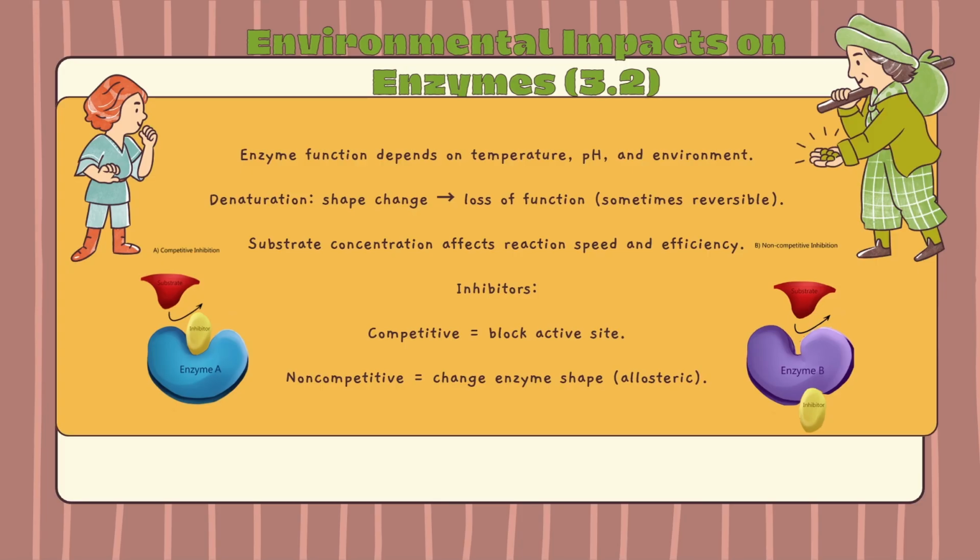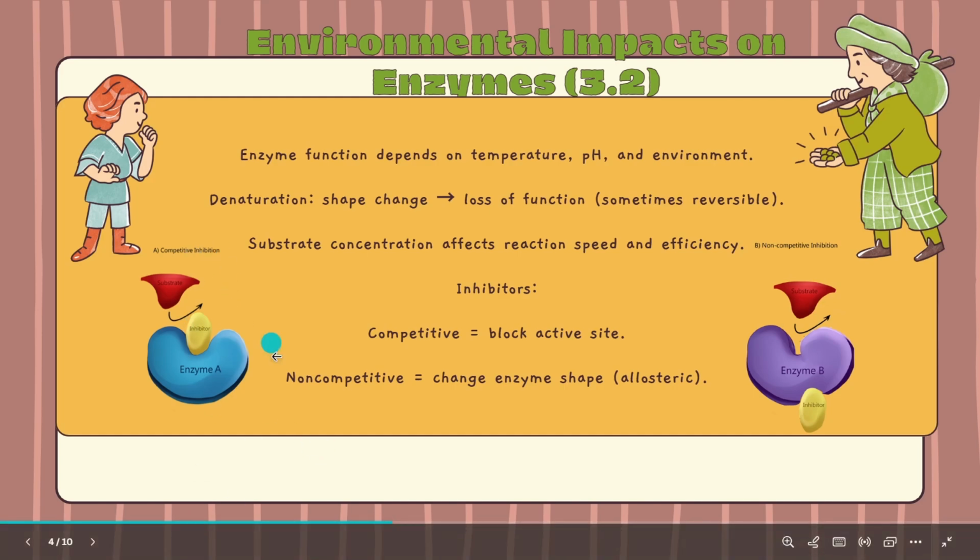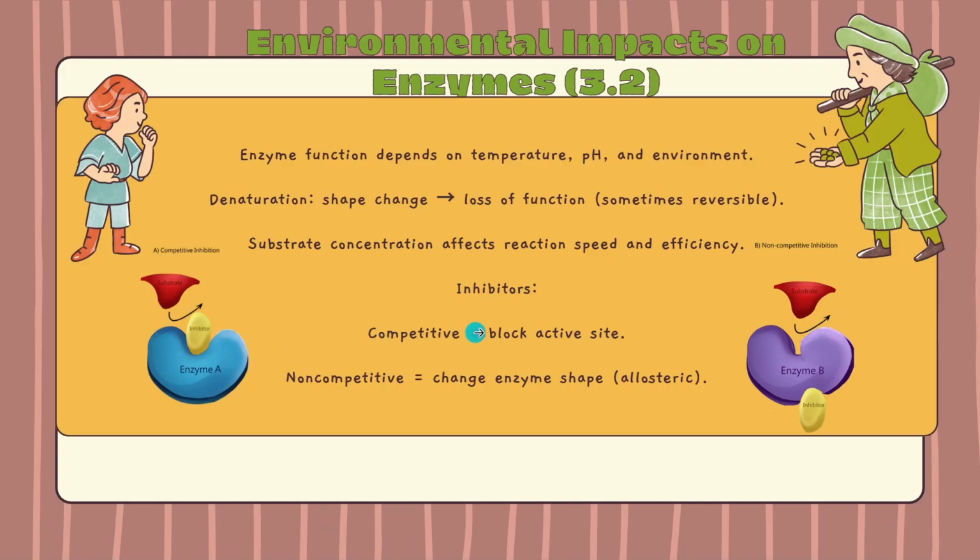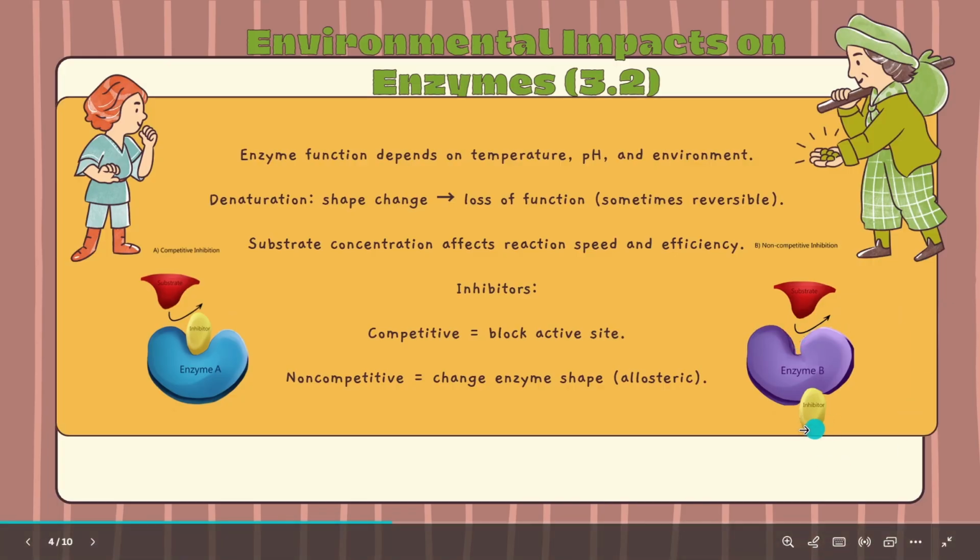There are also inhibitors. There are two types of inhibitors. Competitive inhibitors block the active site. So right here, you can see the inhibitor just blocks it, right? And then non-competitive inhibitors bind elsewhere, changing the enzyme's shape through an allosteric effect. So right here, it isn't binding to the active site. But once it binds to the bottom, it changes the shape, right? So the substrate can't fit.